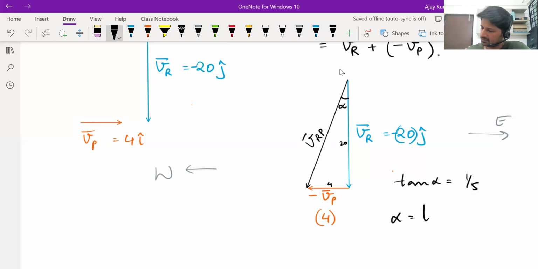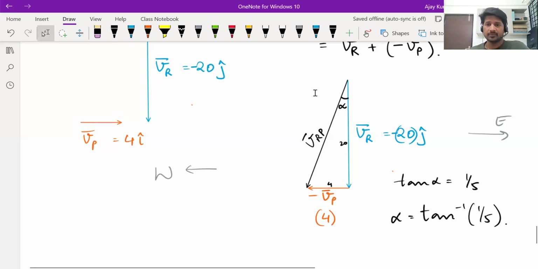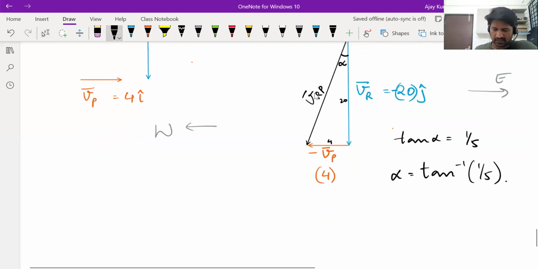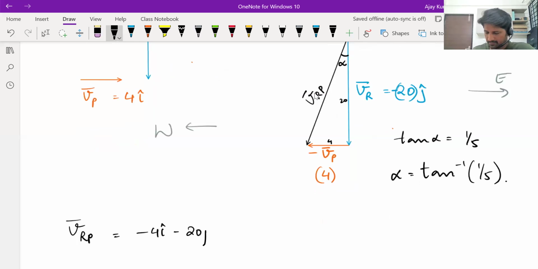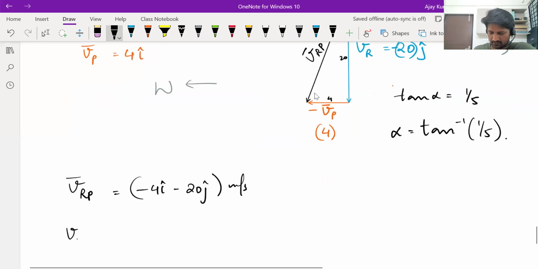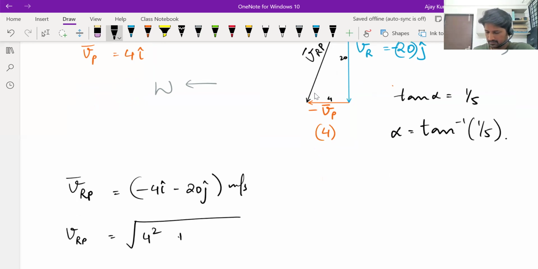So the angle with the vertical at which the raindrops appear to fall will be tan inverse of 1 by 5. Simple. Next is the relative speed at which they appear to fall. Relative speed is the magnitude of relative velocity. Let's write relative velocity first. That will be minus 4 i cap minus 20 j cap meters per second. Then the speed of the raindrops with respect to the person will be the square root of this. Simple. That's how you take the magnitude of a vector. 400 plus 16, root of 416. We'll leave it at that.